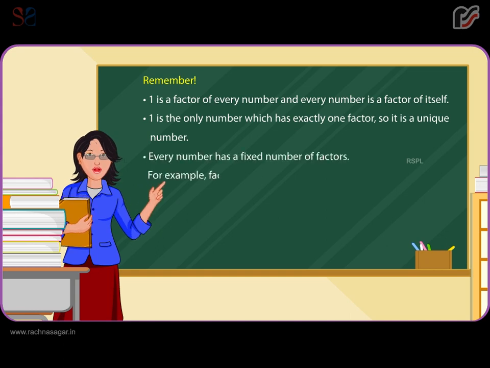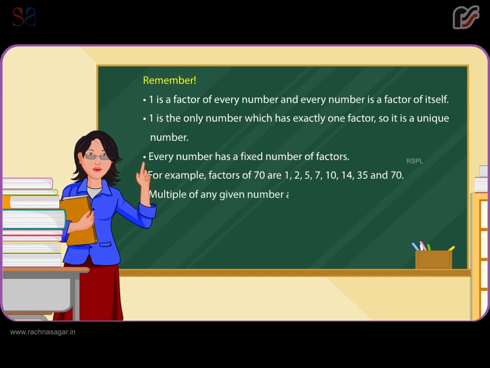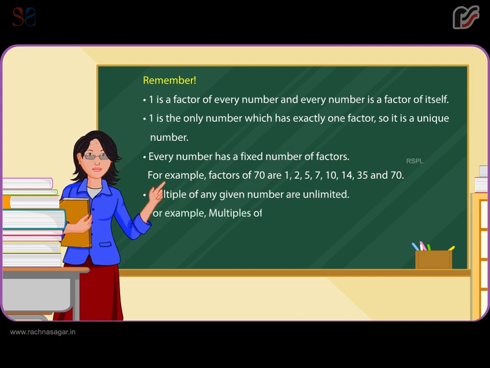For example, factors of 70 are 1, 2, 5, 7, 10, 14, 35 and 70. Multiples of any given number are unlimited. For example, multiples of 5 are 5, 10, 15, 20, 25, 30, etc.